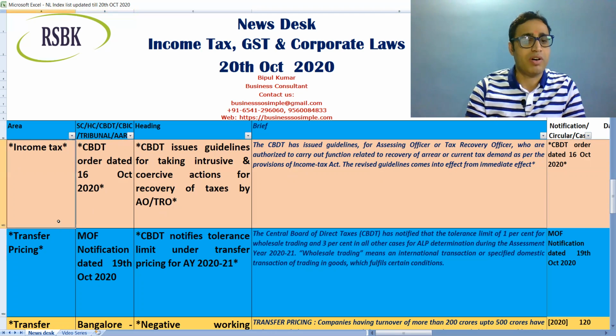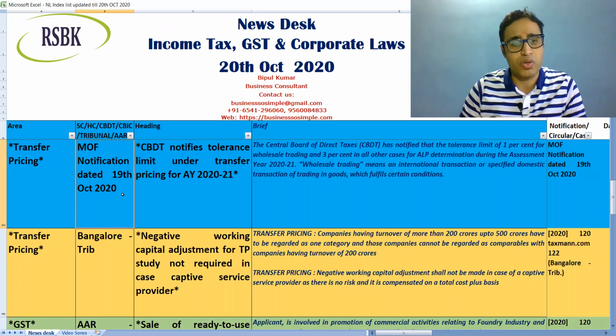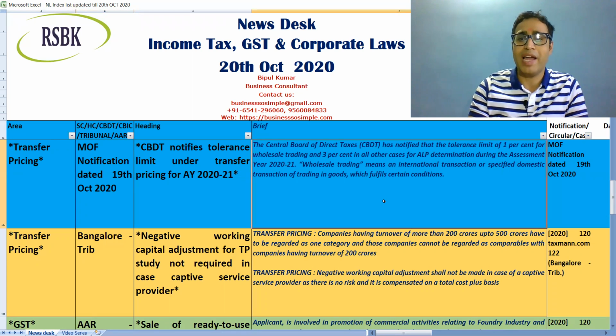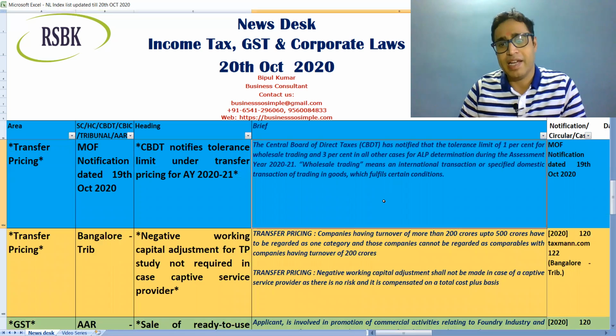Let's cover updates on international taxation. In transfer pricing, the Ministry of Finance issued a notification on 19th October 2020. In this notification, CBDT notified the tolerance limit under transfer pricing for assessment year 2020-21. The CBDT has notified that the tolerance limit is 1% for wholesale trading and 3% in all other cases for arm's length pricing determination during assessment year 2020-21. Wholesale trading means an international transaction or a specified domestic transaction of trading in goods which fulfills certain conditions.